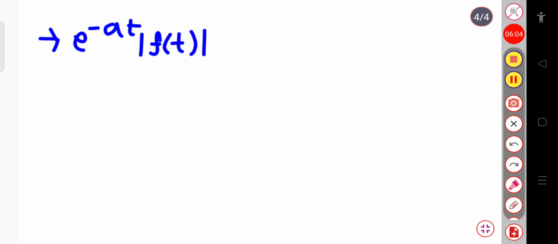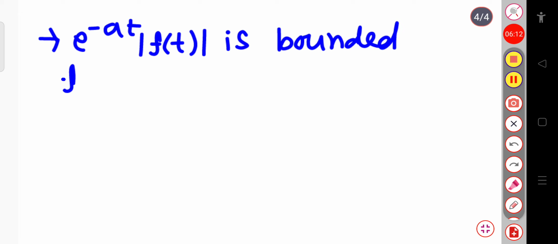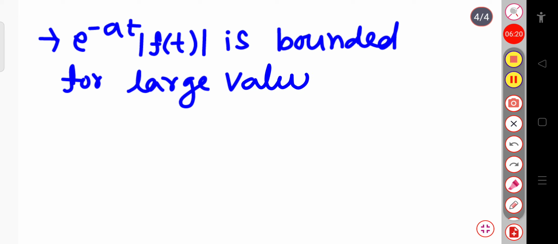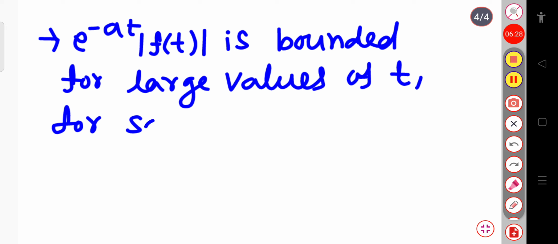And the third condition is that exponential minus at t into the modulus of f of t is bounded for large values of t, for some number a.